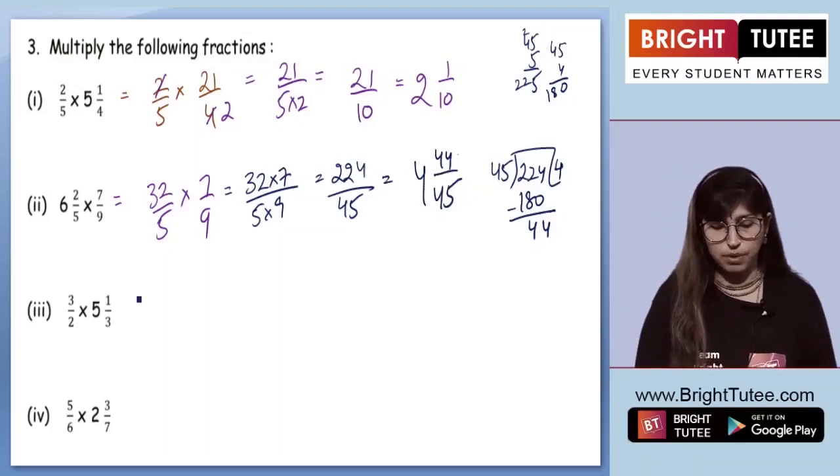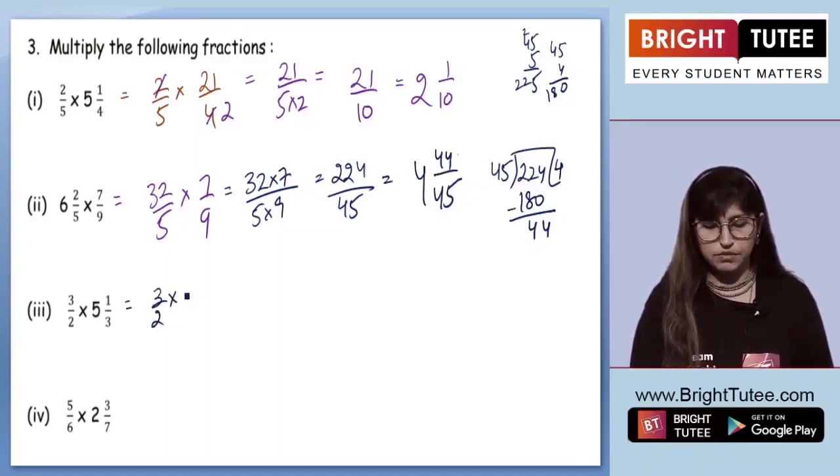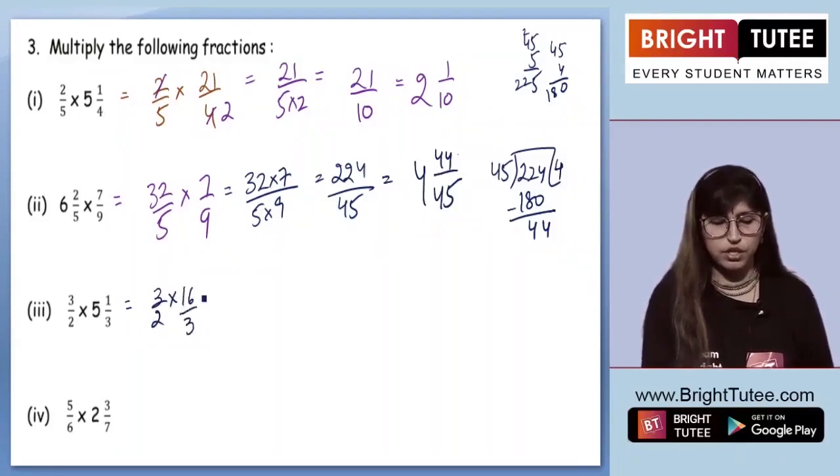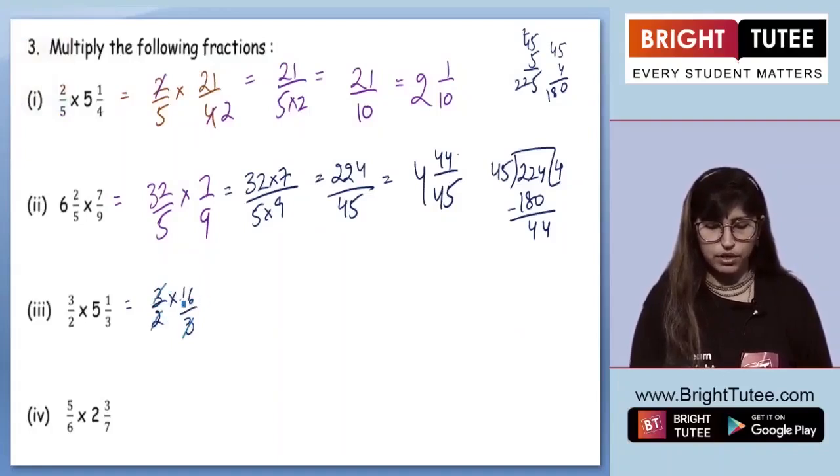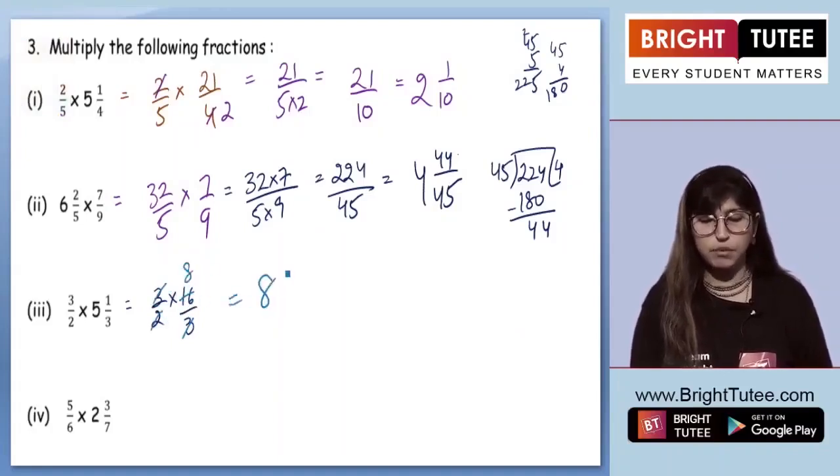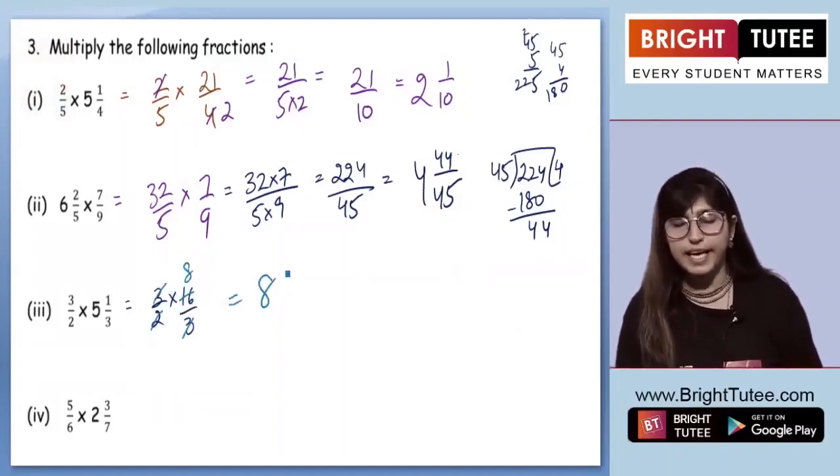Let's move on to the third part. We'll get 3 by 2 times 16 by 3. Now over here, if we can cancel them out, we'll do that. And over here it's 8. So we actually come up with the final answer, which is only 8.